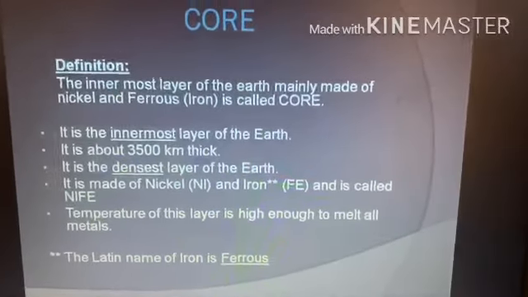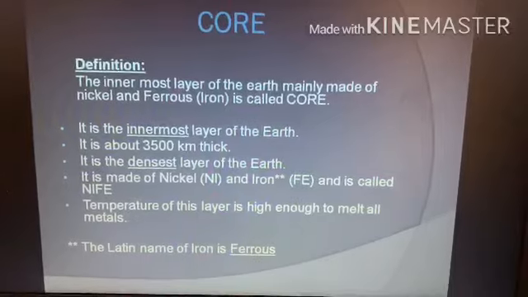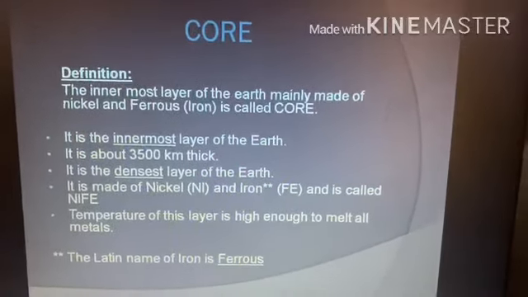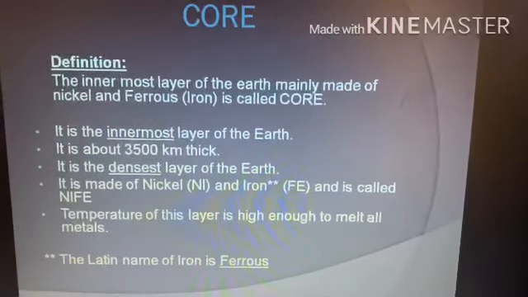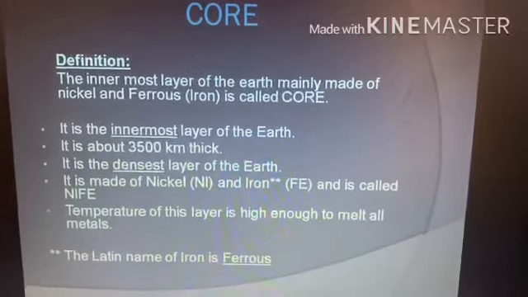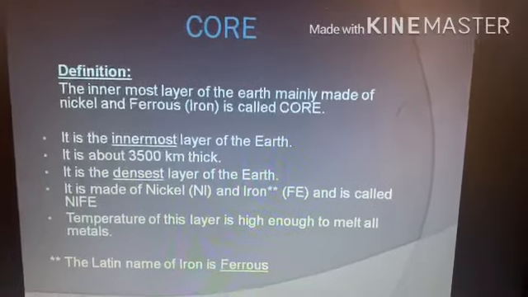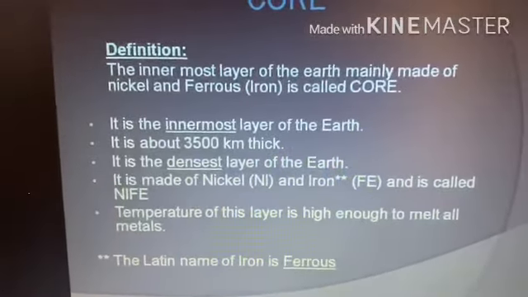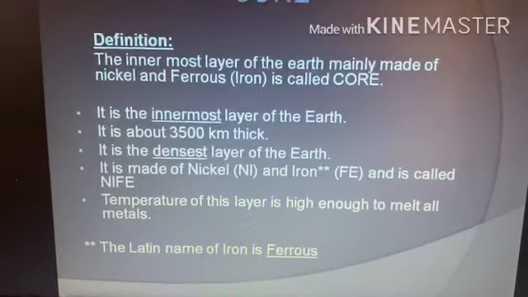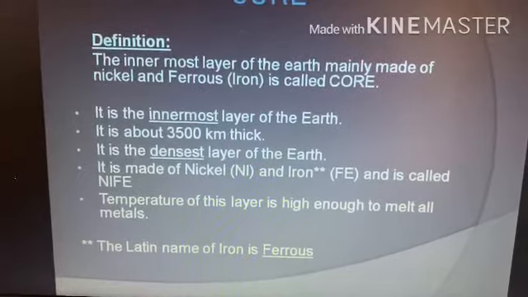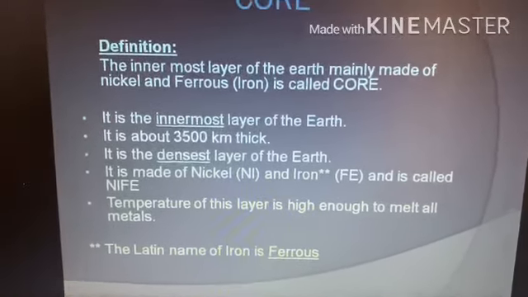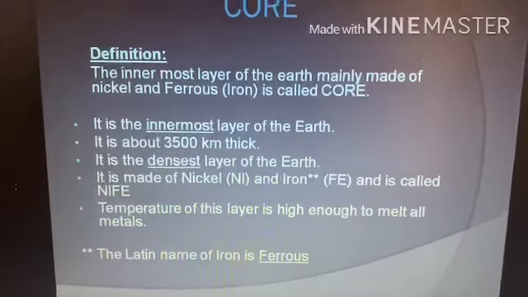Next is core. That is the last layer and that is innermost layer. So what is the definition? The innermost layer of the earth, mainly made of nickel and ferrous, is called core. What is the characteristics? It is the innermost layer of the earth. It is about 3500 kilometer thick. Okay, so what is the thickness of this layer?